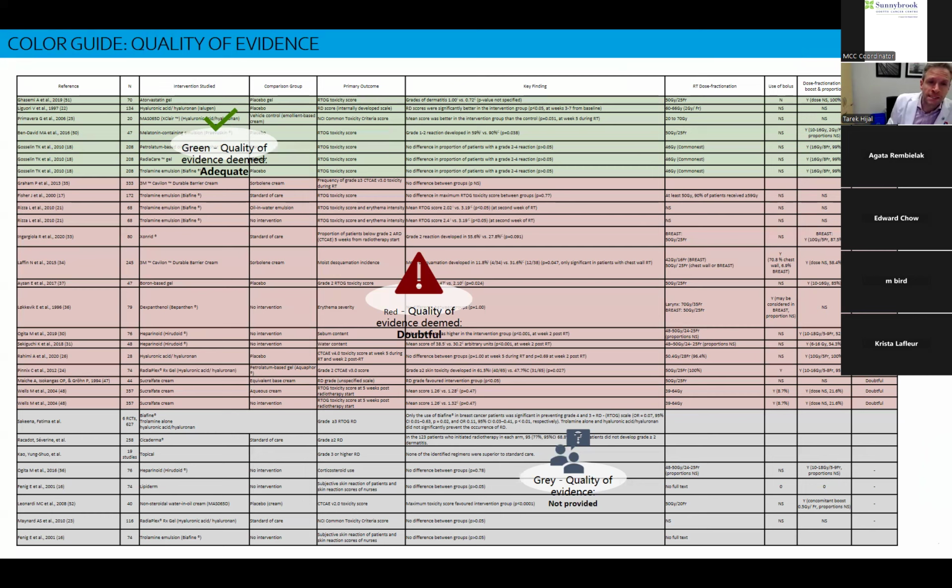We looked at the reference, the intervention, the comparison, the outcome, the findings, what type of radiation was done, and whether there were any radiation modifiers involved. We also rated the quality, like MASC did: inadequate, doubtful, and unknown. Obviously, in this type of field, it is a lot more difficult to find very high quality data. So the quality played an important role in how we assessed the evidence.